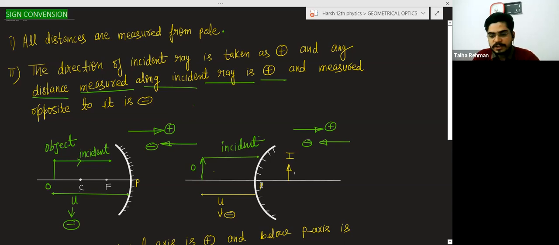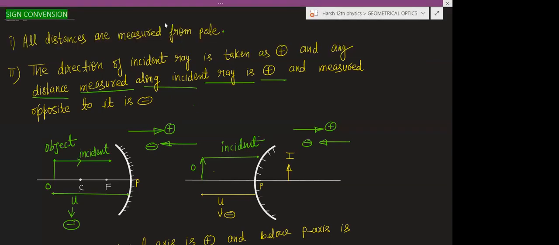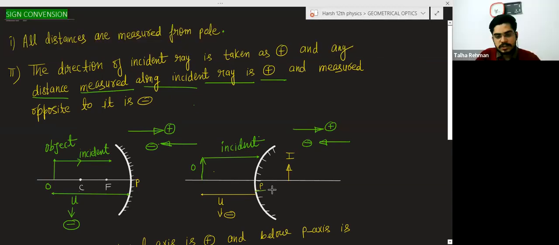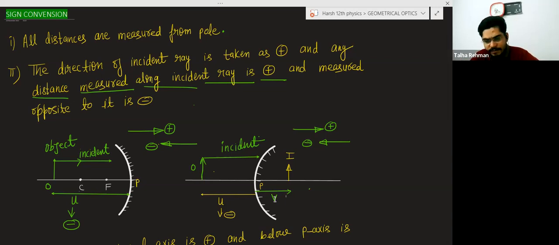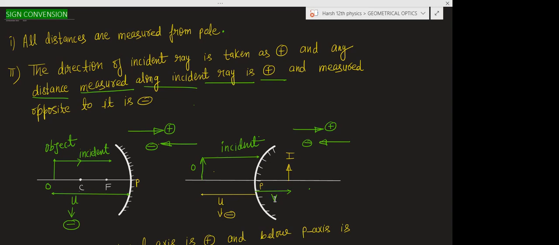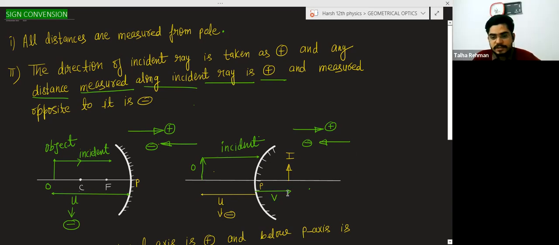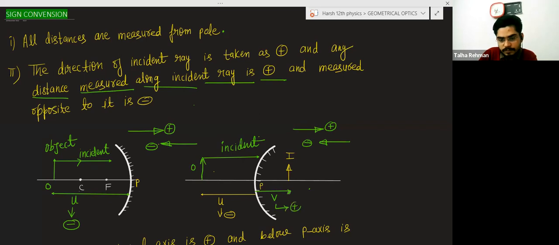So from where will you measure the distance? From the pole. You are talking about this distance, meaning the distance between the pole and the image. So image distance is represented by V. And this time, will this V be positive or negative? Distance can never be negative, but according to the sign convention, you take it as positive or negative. Yes, this is positive because we are measuring this distance in the direction of the incident ray, incident light. So V will be positive.